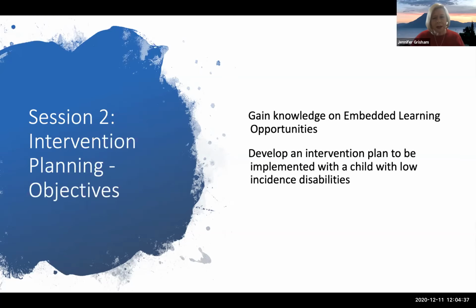Before we get into talking about what an intervention plan is, it's based on this notion of embedded learning opportunities. So I'd like for you all to put up the poll right now to see what folks' knowledge is of using embedded learning opportunities for teaching learners with low incidence disabilities.